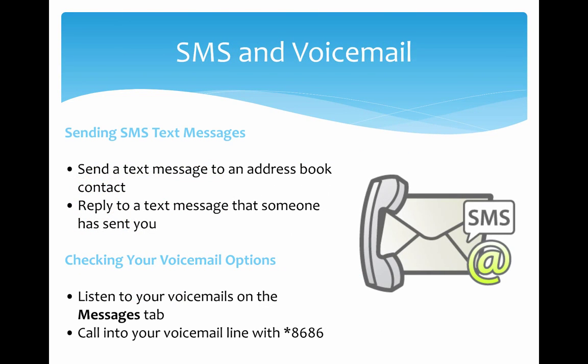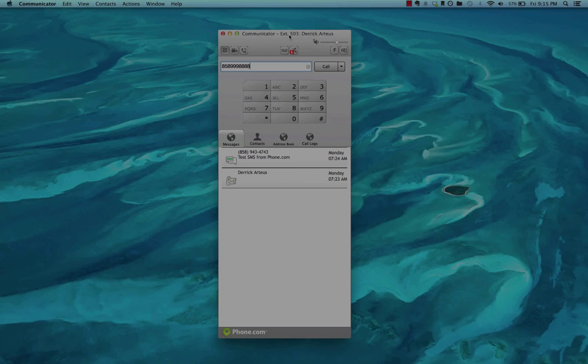Next up, we have SMS and voicemail. As far as sending text messages, you have two options. You can send a text message to an address book contact within Communicator, or you can reply to a text message that somebody has already sent you. Just to clarify, you can't, at this time from the program, send an SMS to a random number. They have to be in your address book before you can send that. So let me show that.